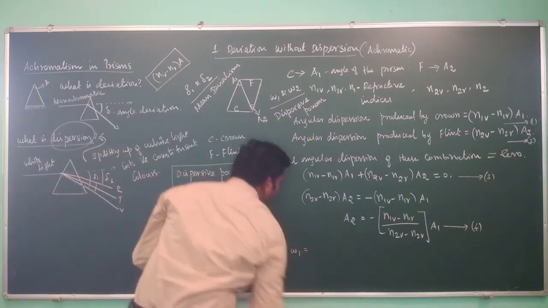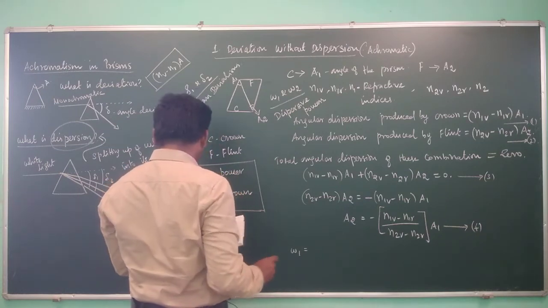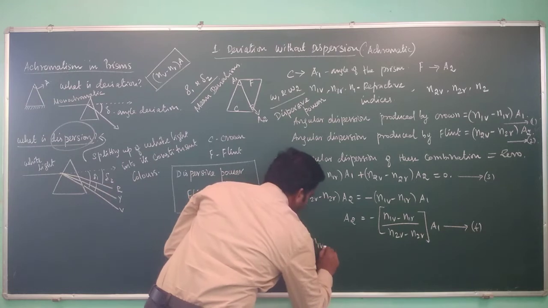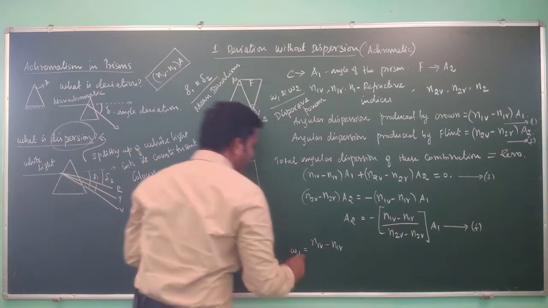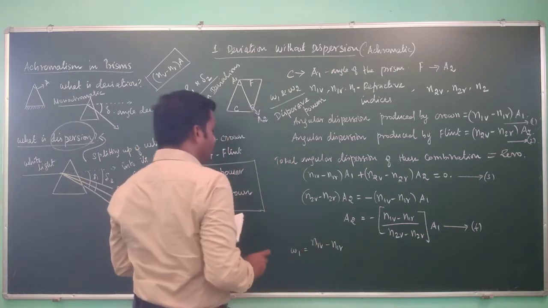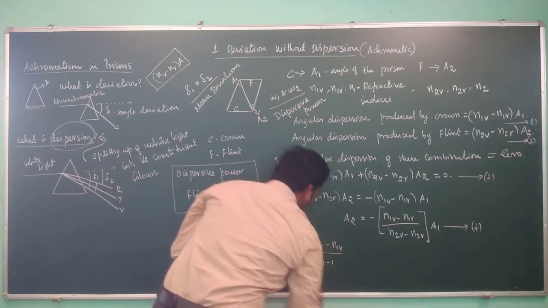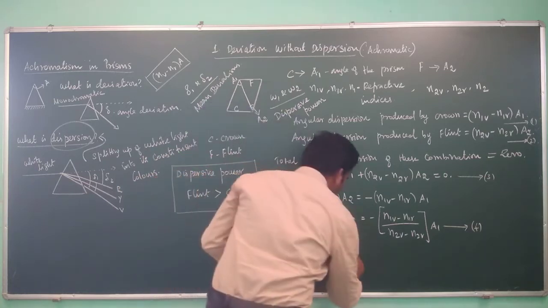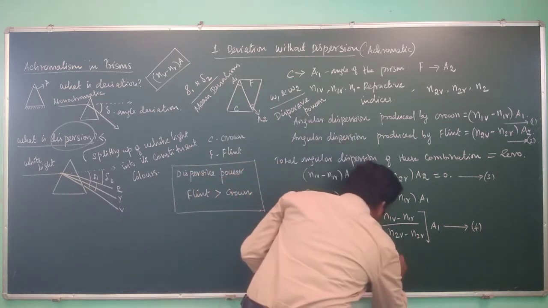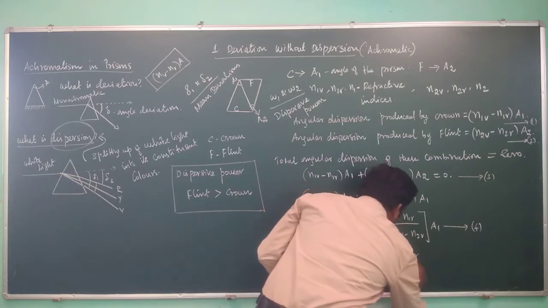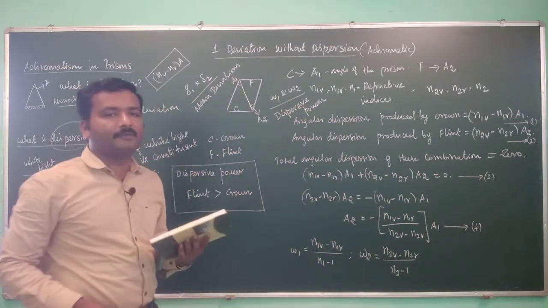What is the equation for dispersive power? This equation for dispersive power is nothing but N1V minus N1R, suppose if you are writing the dispersive power for crown prism of violet and red color, right? Then we can write N1 minus 1. So this is for crown prism. If you write the same equation for flint prism, N2V minus N2R by N2 minus 1.